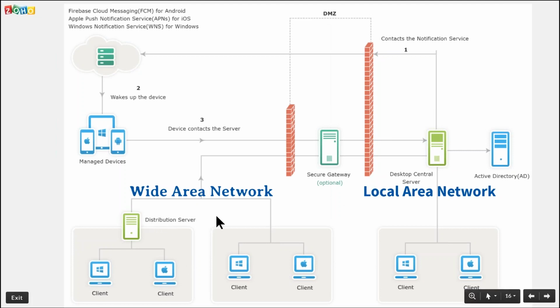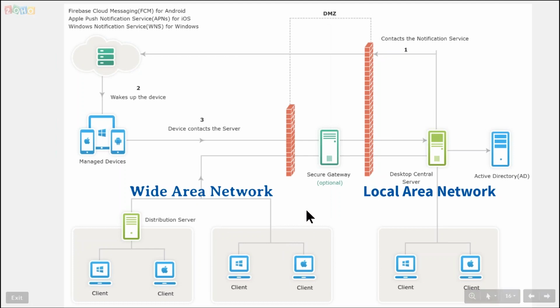Also, you can add a remote office with direct communication. So agents will directly contact the Desktop Central server. And when you have fewer than 10 computers, you can create a remote office with direct communication. So agents will directly pull the software and patches from the main Desktop Central server.